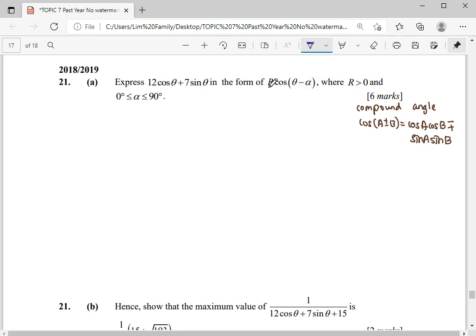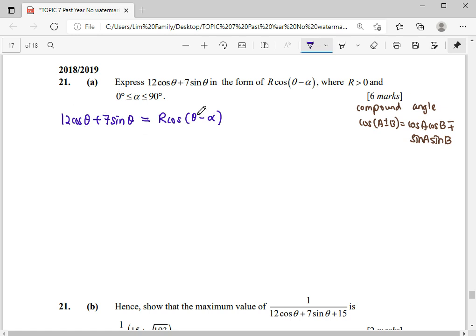And when we express in this form, they say our value of R should be greater than 0, and the value of angle alpha here should be in the first quadrant, which is between 0 and 90 degrees. Okay. So how are we going to express it? First, we take out the expression the question asks us to do, 12 cos theta plus 7 sin theta. We have to express it as R cos(theta minus alpha). So express in this form.